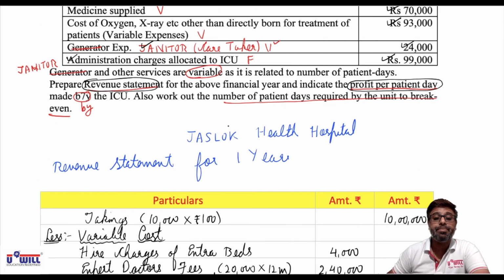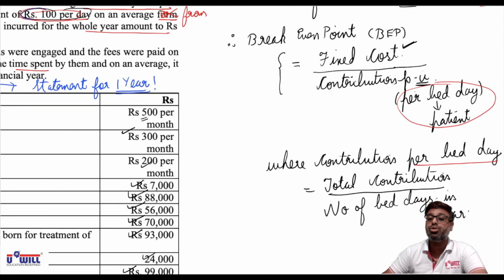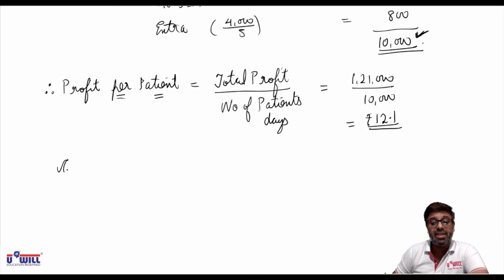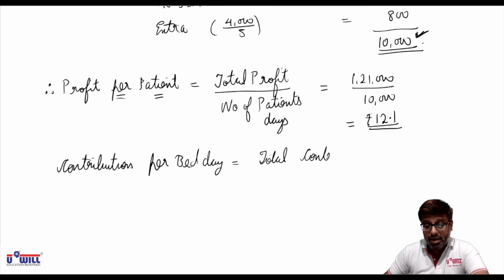So two answers are done. Third, also work out the number of patient days required by the unit to break even. The break even formula I have given you is fixed cost divided by contribution per bed day. So first we have to find the contribution per bed day, and only then can we find the break even point. That is total contribution divided by total number of bed days or patient days. I told you bed days and patient days mean one and the same.